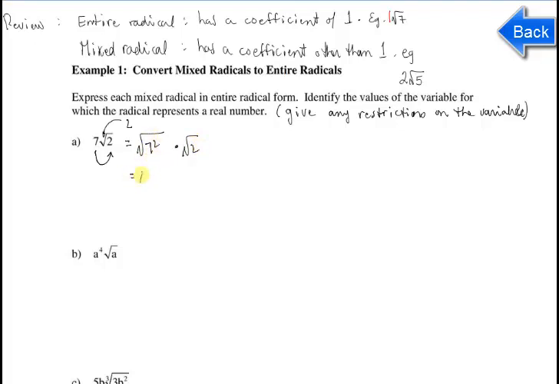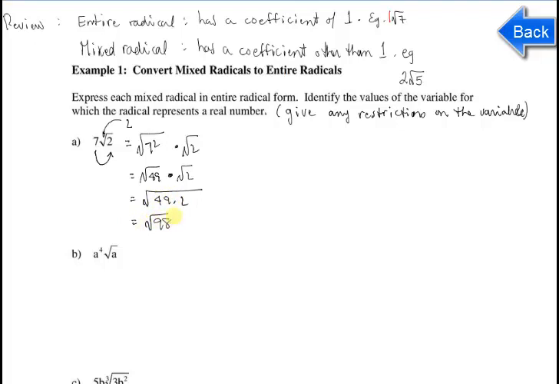Then we will simplify the first radical. We'll take the 7 squared and we get root 49, and then we'll times that by root 2. And now we're going to combine them under the same radical sign, so we're going to get 49 times 2, which gives you the square root of 98.